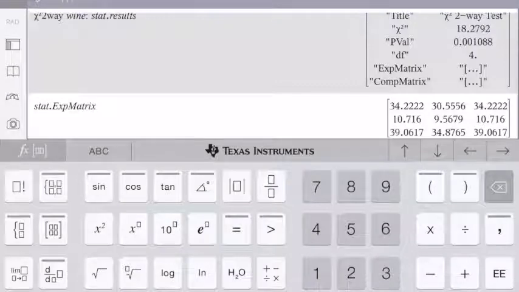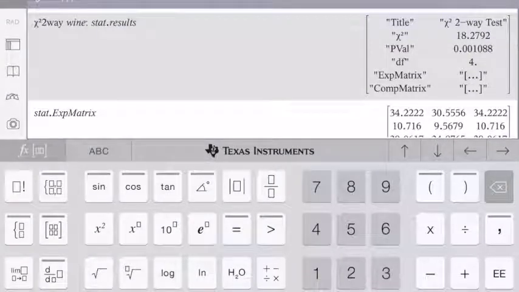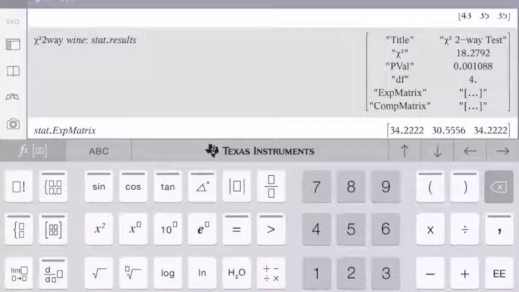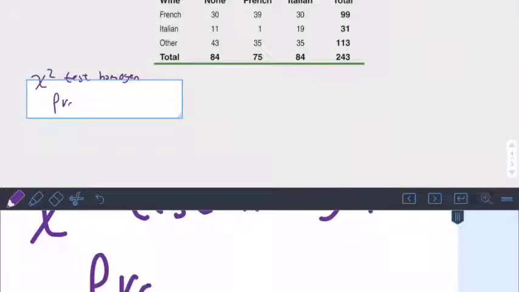Remember, the comp matrix will give you all the different chi-squared values that were added up to get this 18, which is a very high chi-squared value for 4 degrees of freedom. So that's why our p-value was so small. So it looks like there was a difference in the distribution of wine sales. Okay, that's because it was a test for homogeneity. That's how I would have to say it.